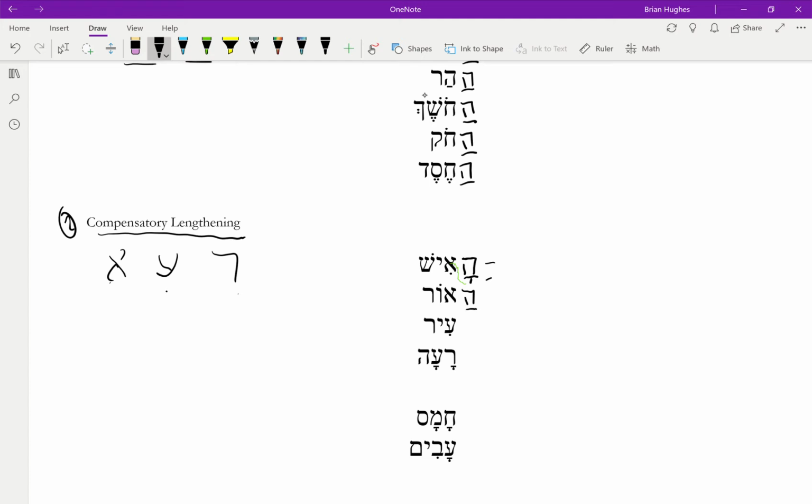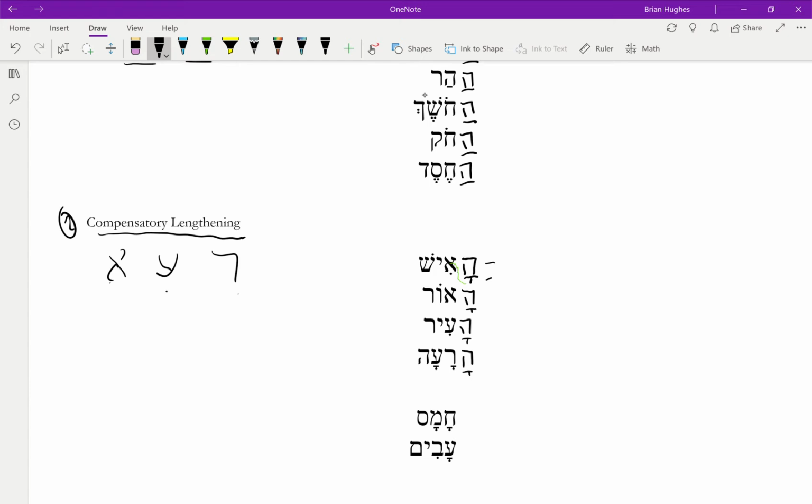Same here with the word or, for light. We get the dagesh is rejected, and so we get the vowel is lengthened to compensate. Ha'ir is going to be the same way. So here we had an ayin. The dagesh is rejected, and so we get this lengthening of the patak to a kametz, and ra'ah here similarly.